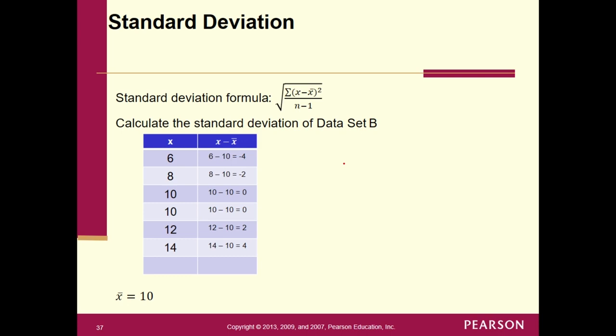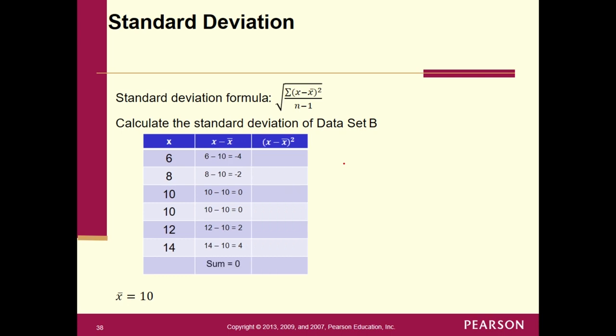Remember what I told you, that this sum always has to be 0. And is it? Yep. Check mark, right? We're on the right path. Okay. Now that's not saying that the deviation is 0. You got to continue on. That's just telling us that we've done all the calculations correctly, probably.